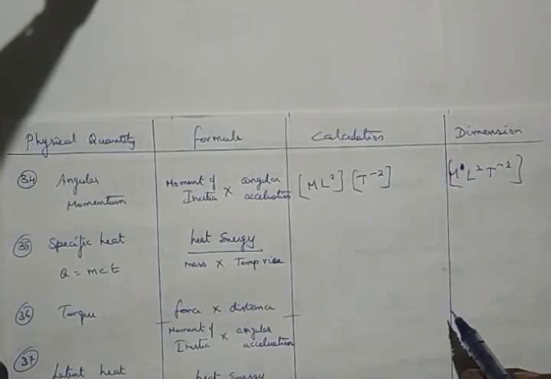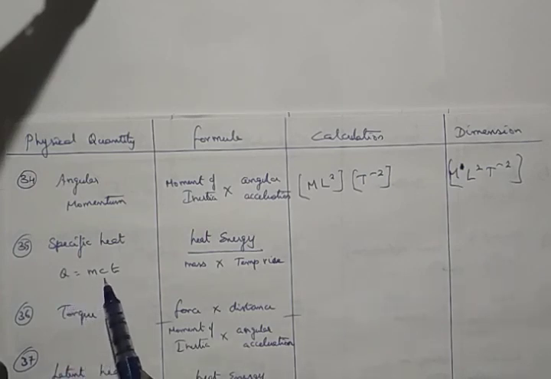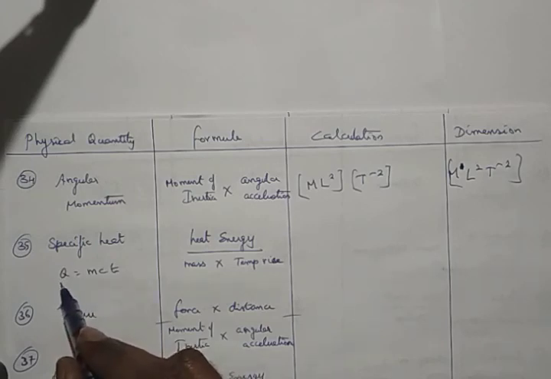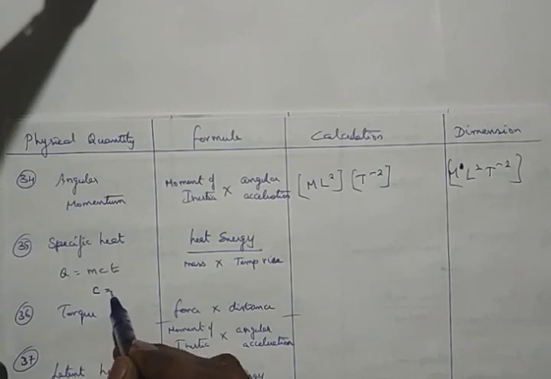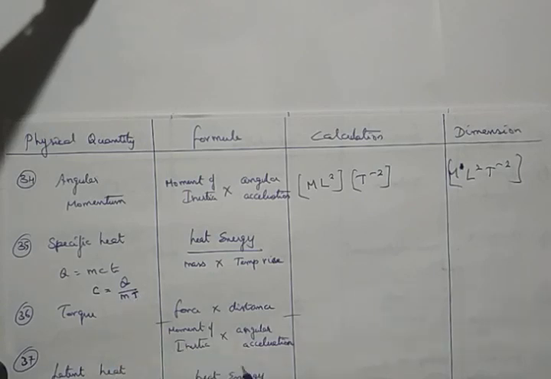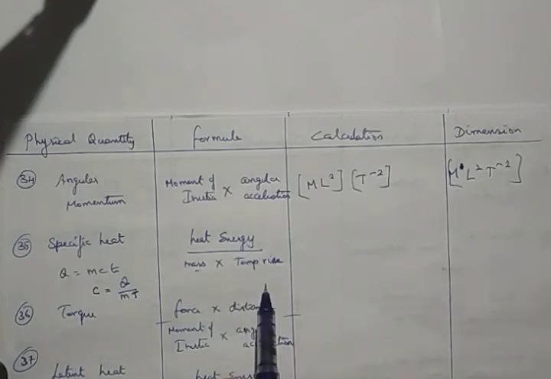That is angular momentum. Now the next set of formulas we are going to see is about heat, specific heat, latent heat and all these things. We know the specific heat formula: Q is equal to mCT, where C is called the specific heat and Q is called the heat energy. If you take only C, it is heat energy upon mass into temperature. This is called a rise in temperature. So temperature you can call theta also.